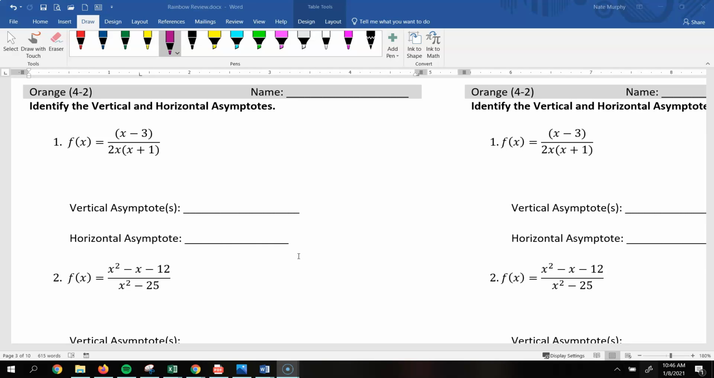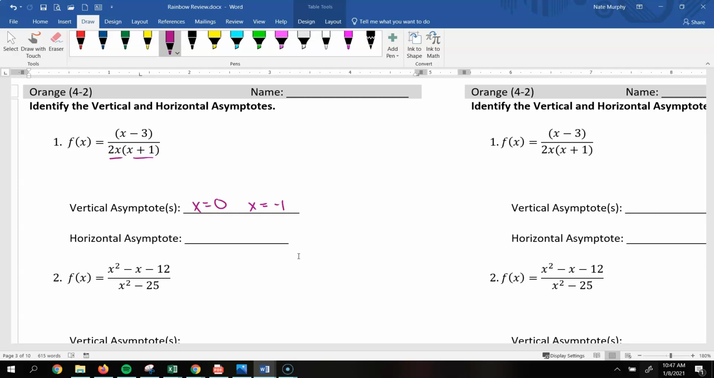So if I set each of those factors equal to 0, we would get x equals 0 if we set 2x equal to 0. And x plus 1, if I set that equal to 0, I would get x equals negative 1. We do want to write these as separate equations. You don't want to say x equals 0, comma, negative 1. Each of these would be their own separate equation. So x equals 0, x equals negative 1 would be your two equations for your vertical asymptotes. And again, you get that from setting the factors of your denominator equal to 0 and solving those.